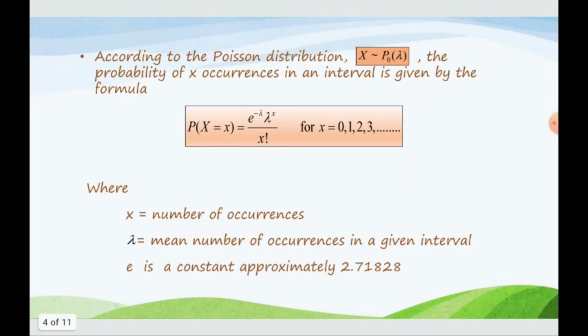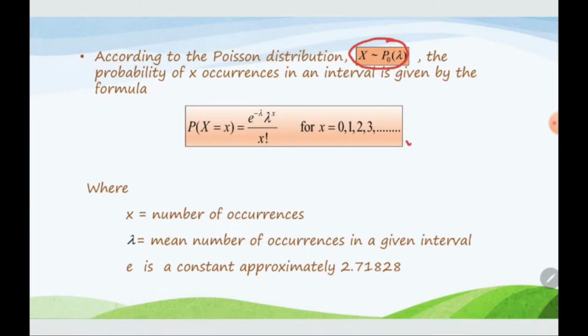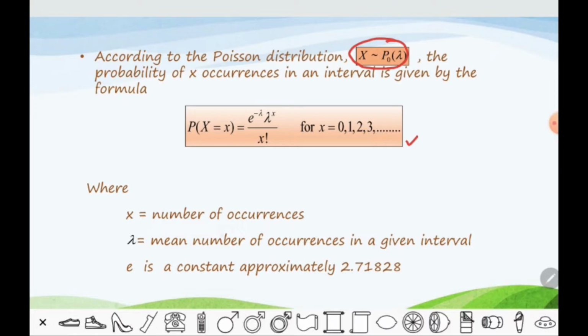According to the Poisson distribution, we write X, then a curly dash, Poisson, and in the bracket we have lambda. Okay, we call this lambda. And then the probability of X occurrences in an interval is given by the formula. So this is the formula of Poisson distribution, where X is the number of occurrences and lambda means the number of occurrences in a given interval, and e is the exponential, a constant approximately 2.71828.